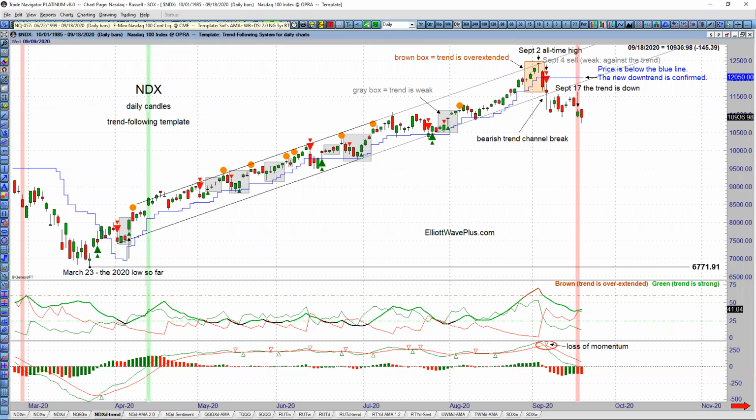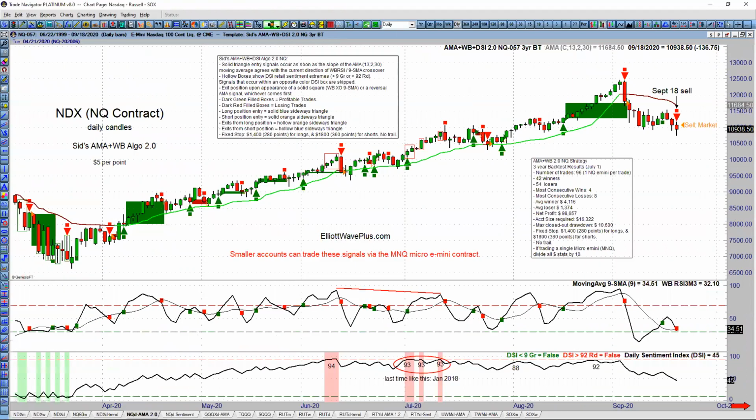The trend changed to down on Thursday on the Nasdaq. So the trend is also down on the Nasdaq. So we have the trend on the trend following system. The trend direction is down now on the daily chart on the Nasdaq and the S&P, not on the Dow yet.